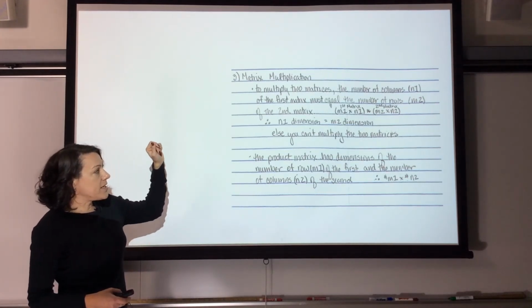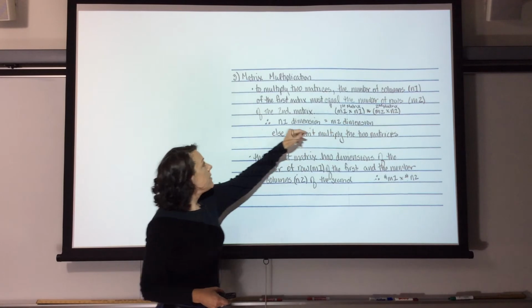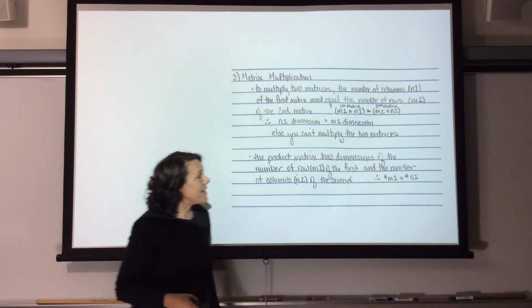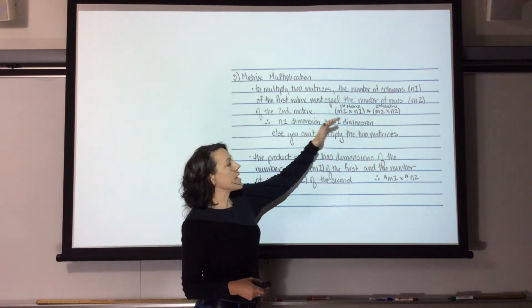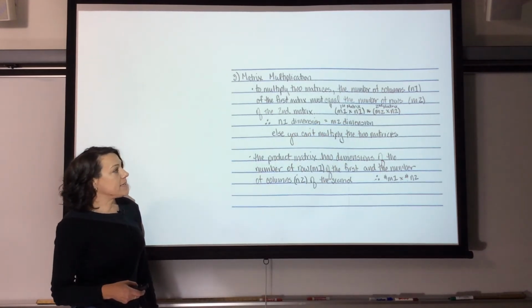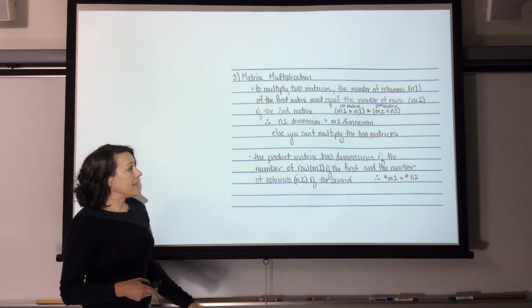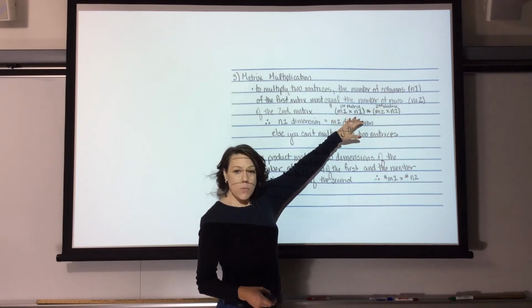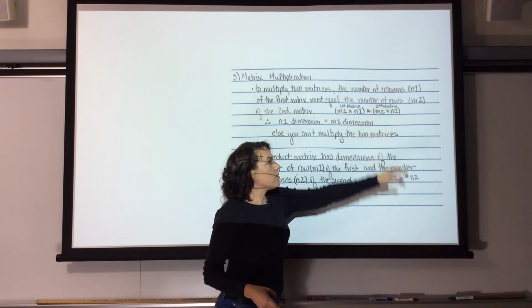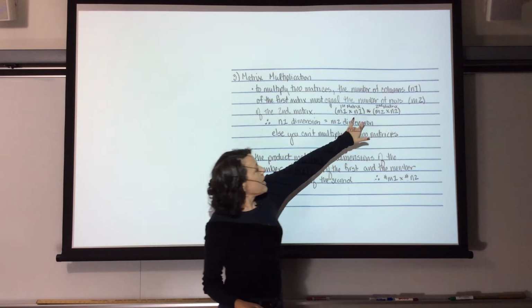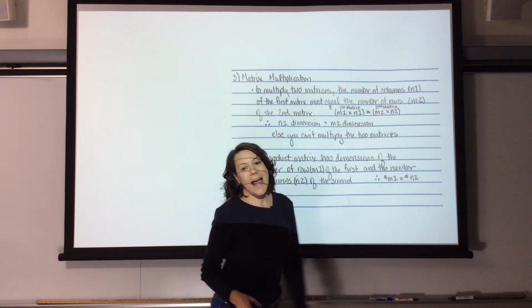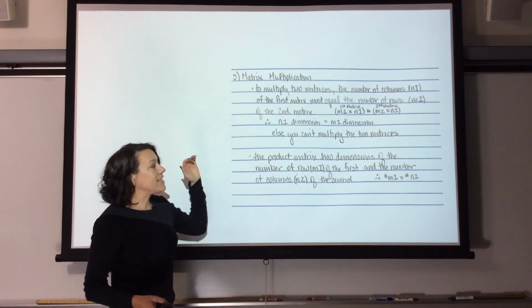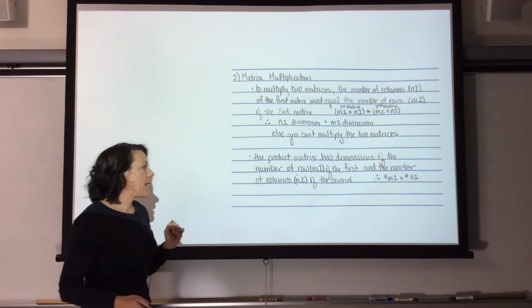To multiply two matrices, the number of columns in the first matrix must be equal to the number of rows in the second matrix. So the first matrix is M1 by N1, and the second matrix is M2 by N2. So what it means is N1 and M2 have to be the same value, 3, 2, 9, whatever. If not, they cannot be multiplied together.